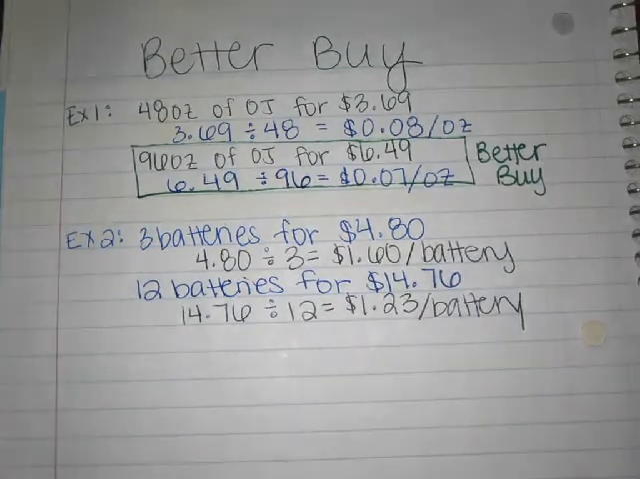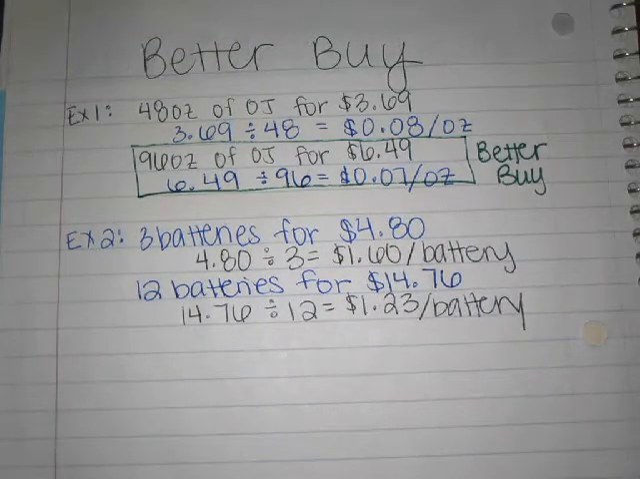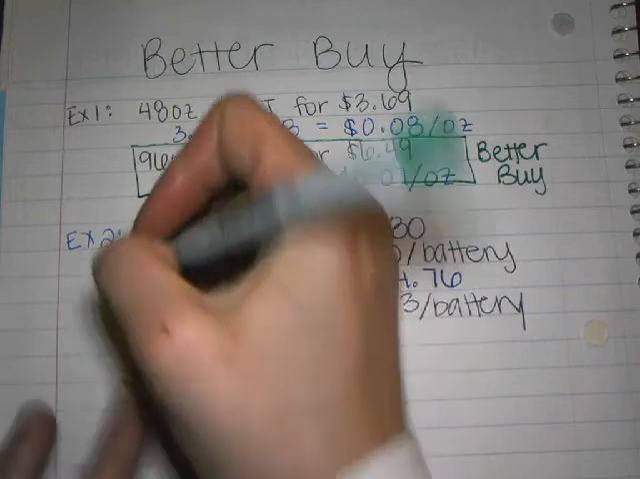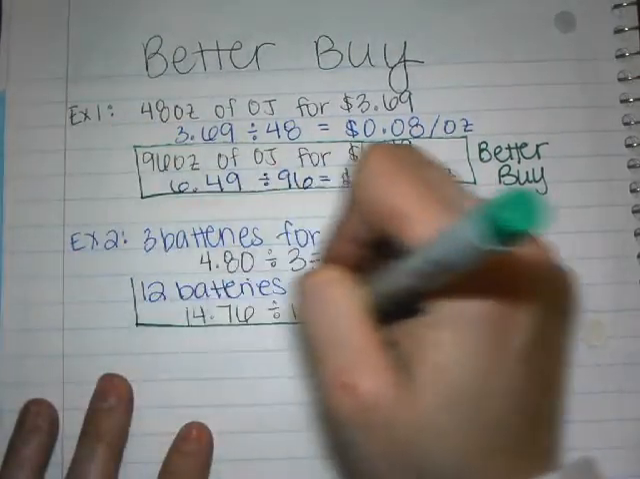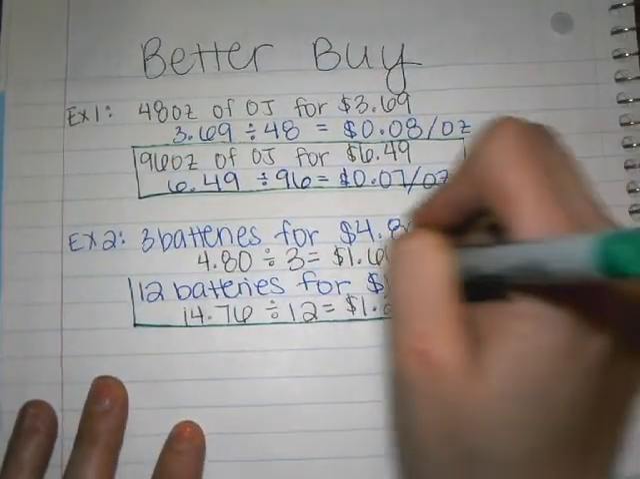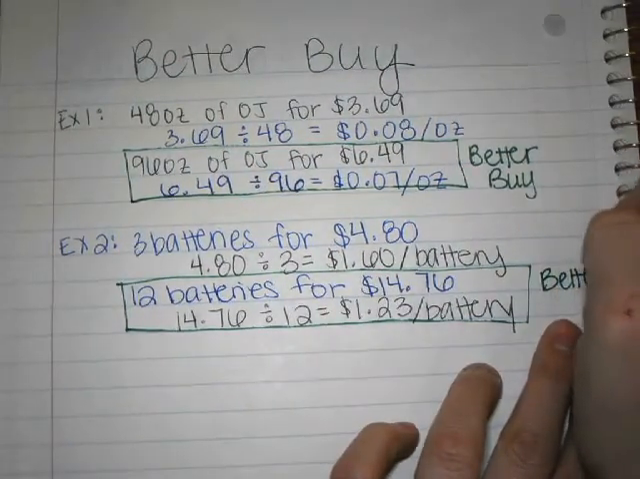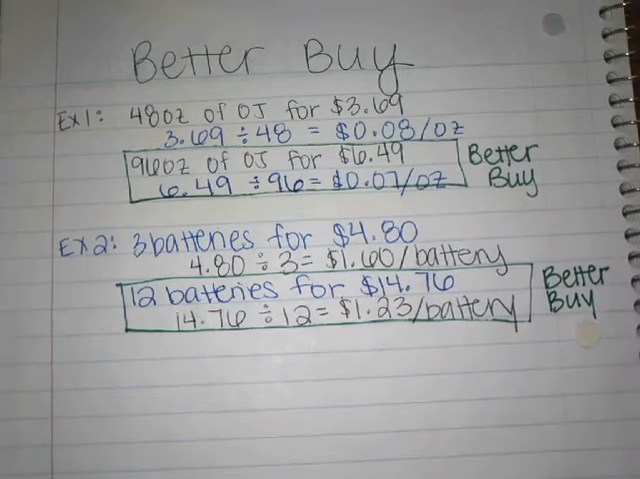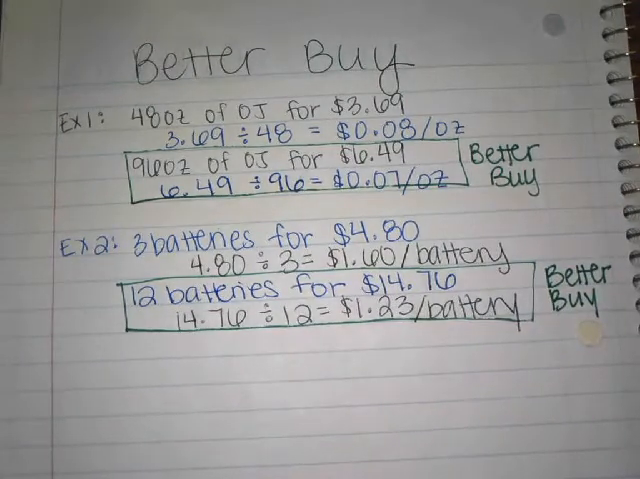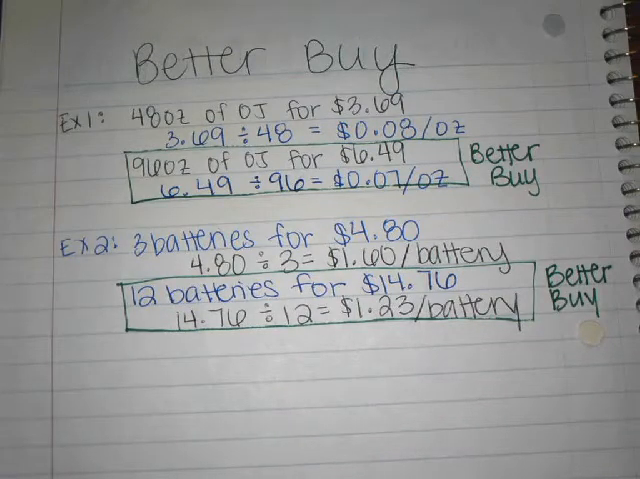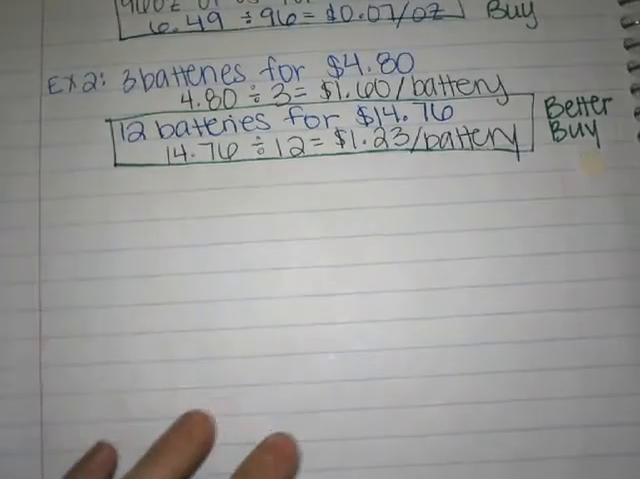So, based off of that information, what's my better buy? 12 batteries is my better buy, because $1.23 per battery is cheaper than $1.60 per battery. Questions so far, you guys? Okay, let's do another one. Example 3.